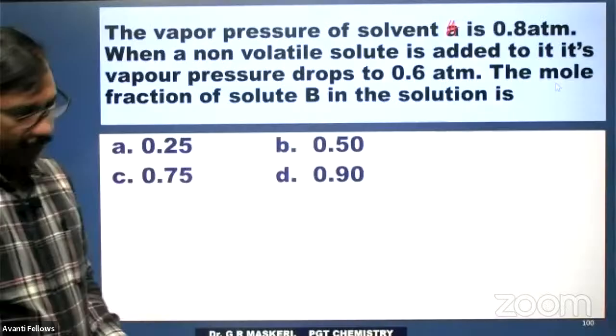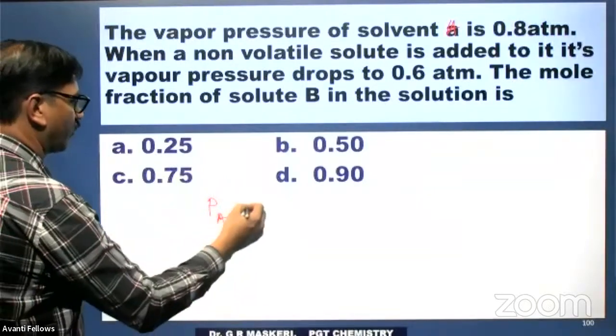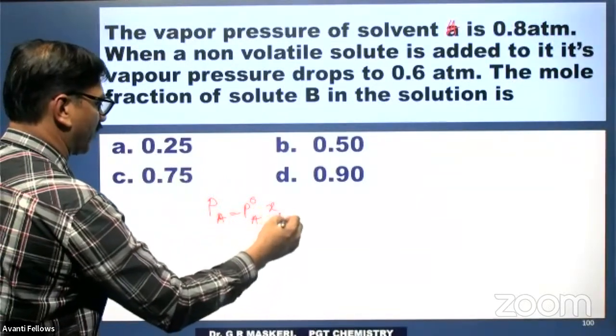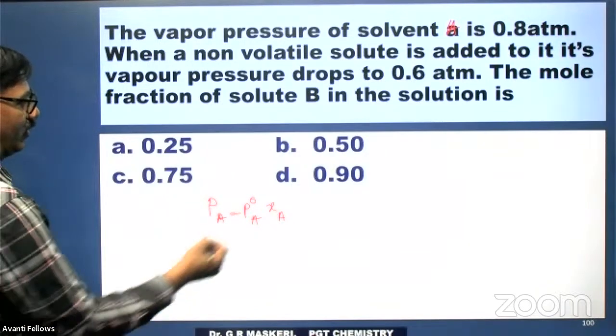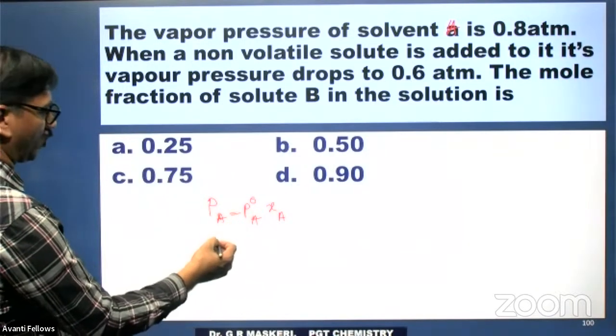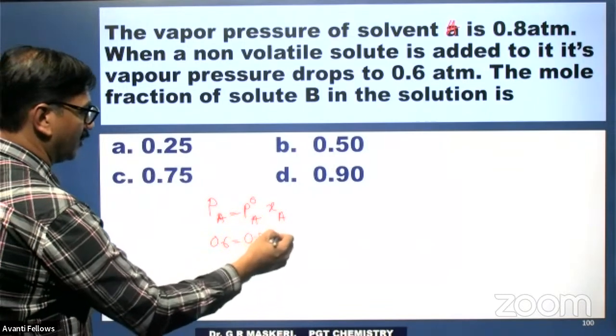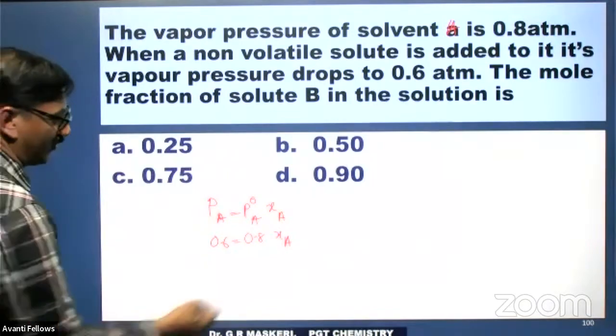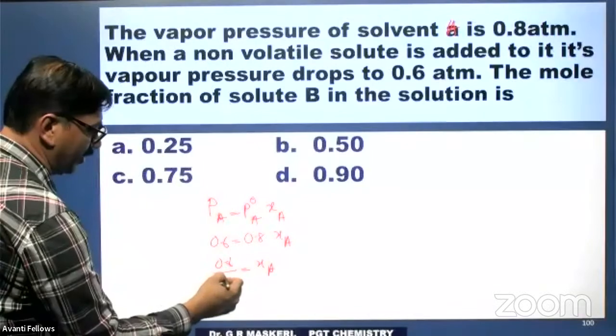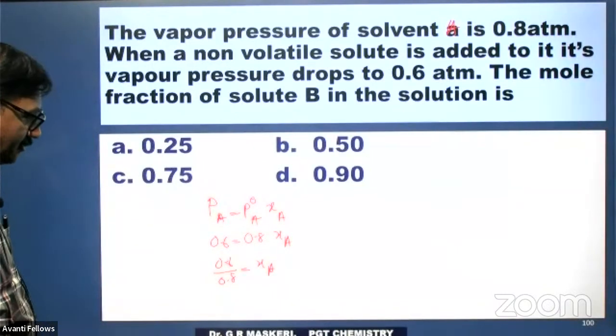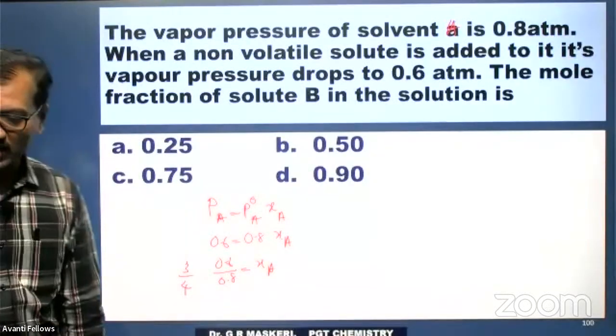Option C, sir. Okay, so the way this is to be done: P of the solution, P of A, is equal to P naught A into mole fraction of A. This is about the solvent. The solution vapor pressure is dropped to 0.6 when P naught A is 0.8, so we can find the mole fraction of solvent XA, which is 0.6 by 0.8, 6 by 8, that is 3 by 4. XA is 3 by 4.